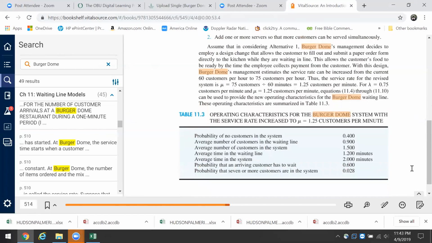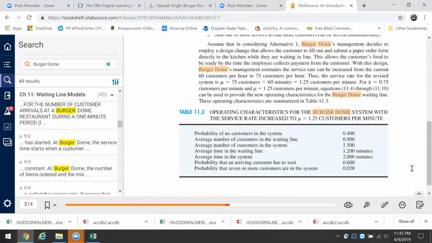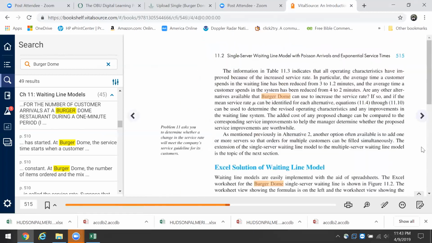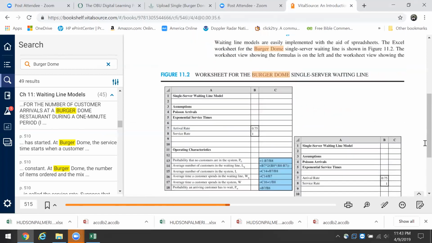And they give us operating characteristics if the service rate is increased to 1.25 customers per minute. And you can see here in table 11.3 what we end up with. Then they start to give us the Excel solution in the model, and we're going to take a look at that here in a moment.